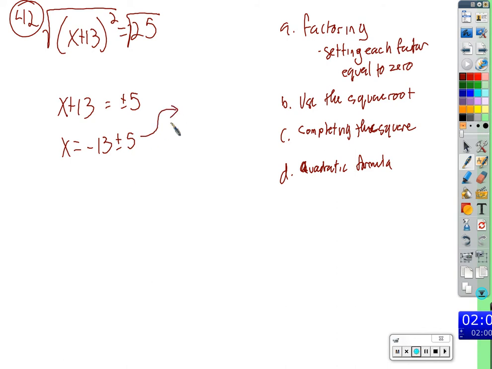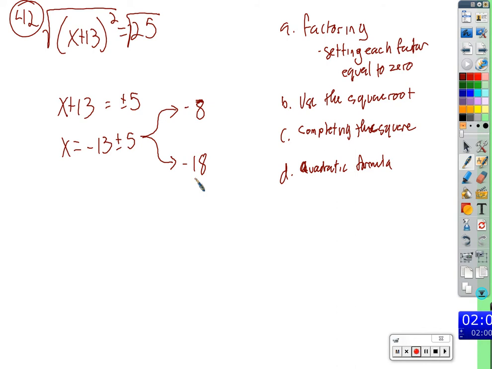If we were to add 5, we get negative 8, and if we were to subtract 5, we get negative 18. Factoring would mean that we would have to multiply that out, right? x plus 13 times x plus 13, then we'd have to subtract 25 from both sides to get 0 and factor, and it would be a big hassle. Using the square root is pretty fast. It's set up for that method to be used. So any of these could be used, but the square root turns out to be easiest, fastest, simplest.